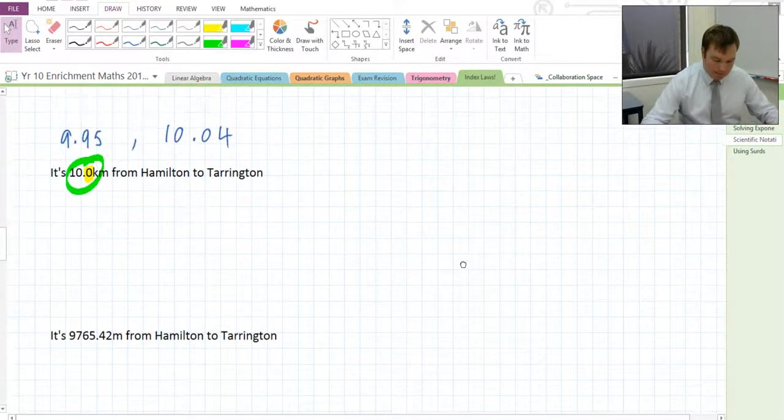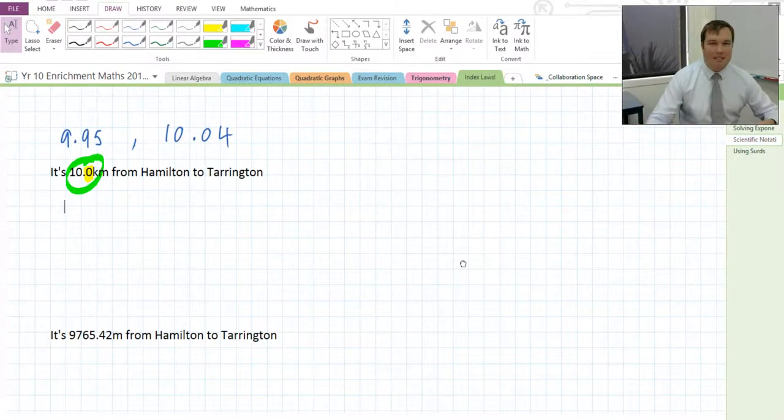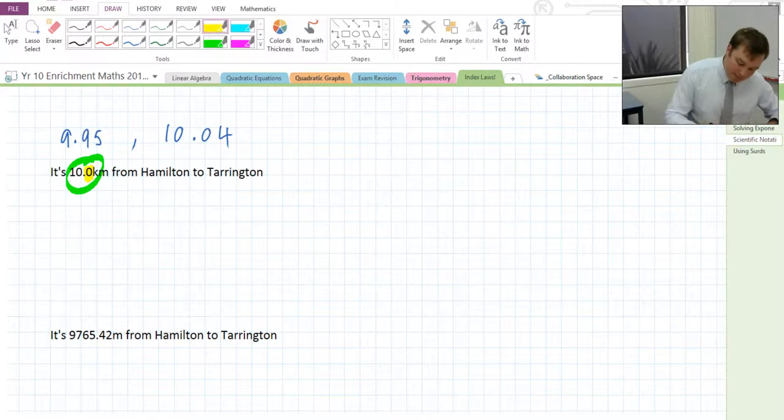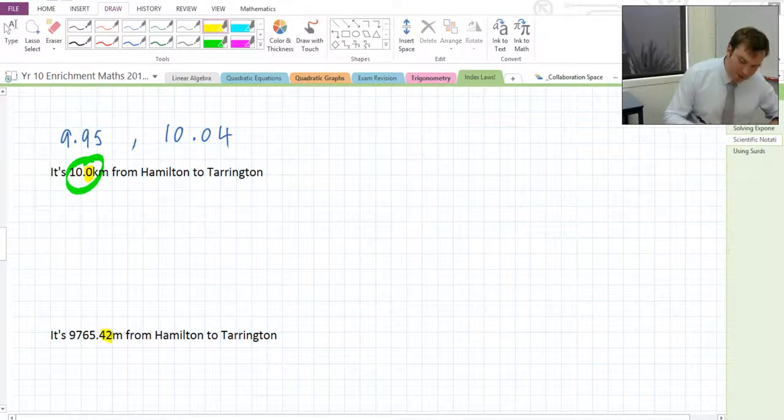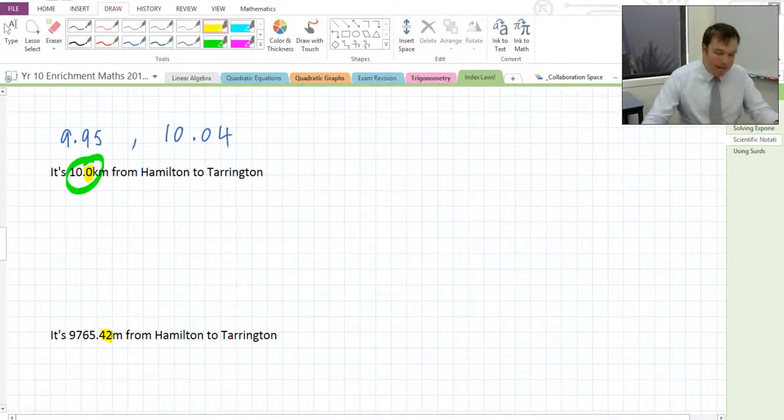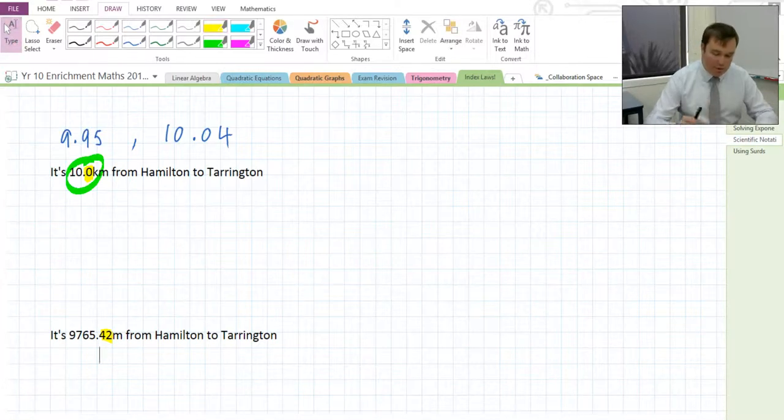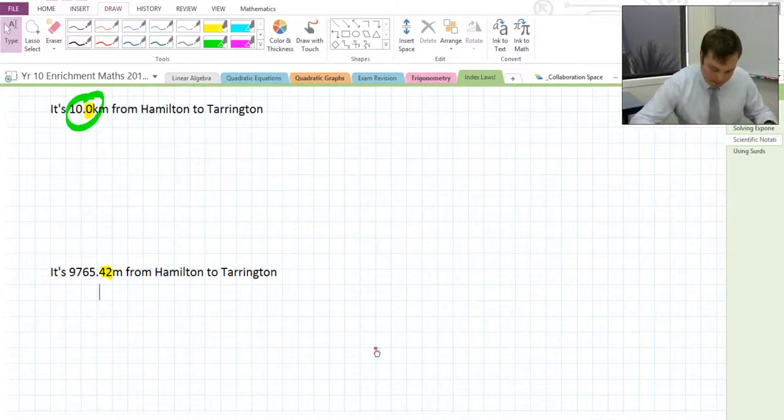Alright, clearly, if someone said it was 9,765.42 meters from Hamilton to Tarrington, they are saying it's 10 kilometers, about, but they're saying far more than that. They're saying they've measured it to the nearest centimeter. I'd be calling them a liar, but using that number of decimal places implies I know it down to the nearest centimeter. Or they know it down to the nearest centimeter.